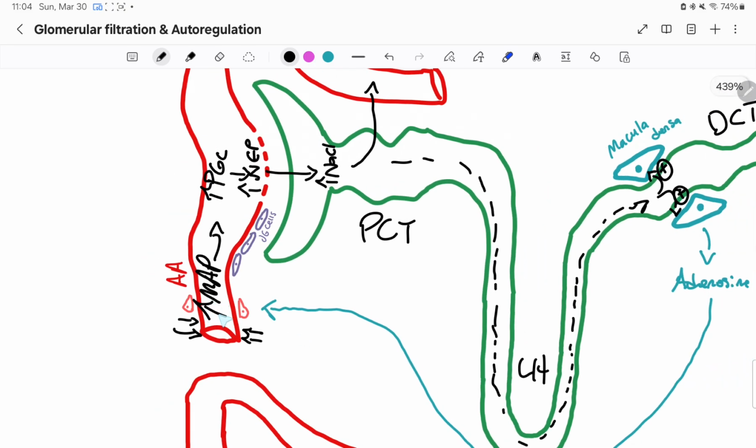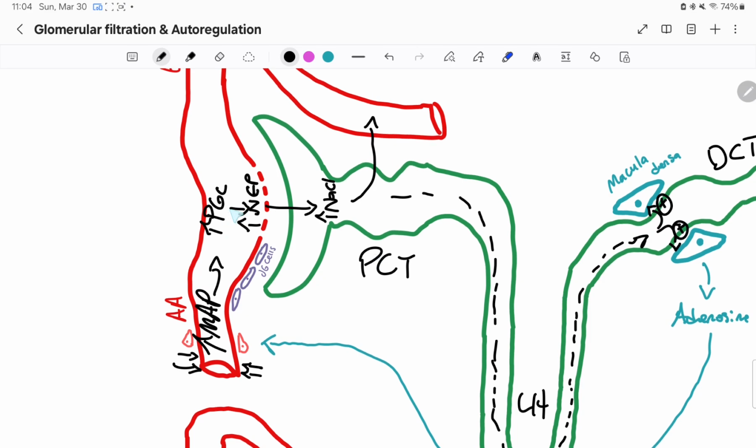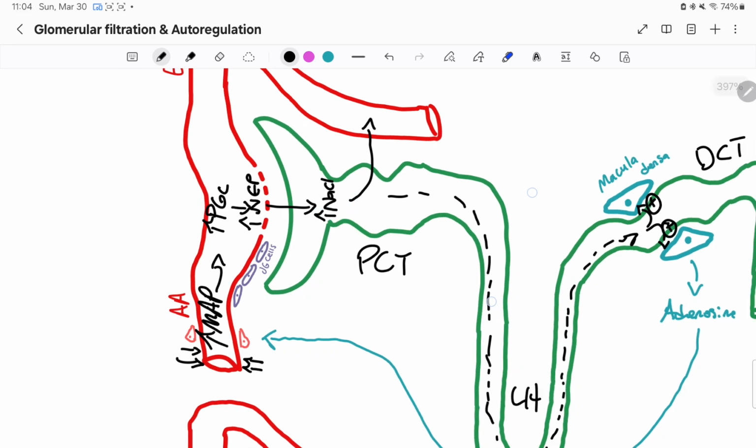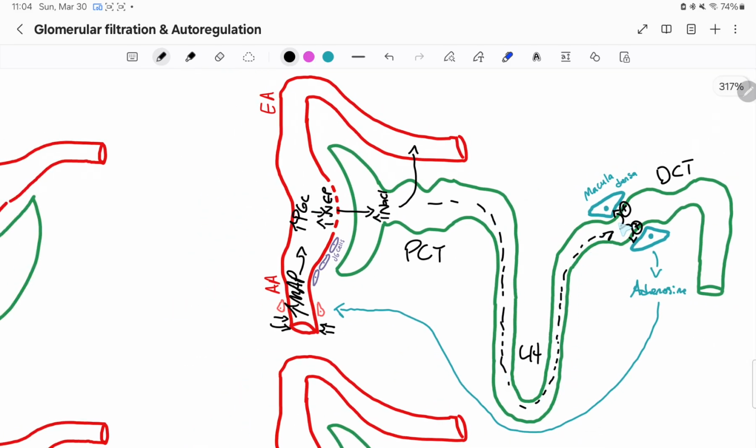You're going to lower the mean arterial pressure. You're going to lower the PGC, lower the NFP, lower the amount of sodium chloride that you're absorbing, which means less of it will actually reach these macula densa cells, and they will no longer be secreting this adenosine. That's the classic negative feedback loop right there.